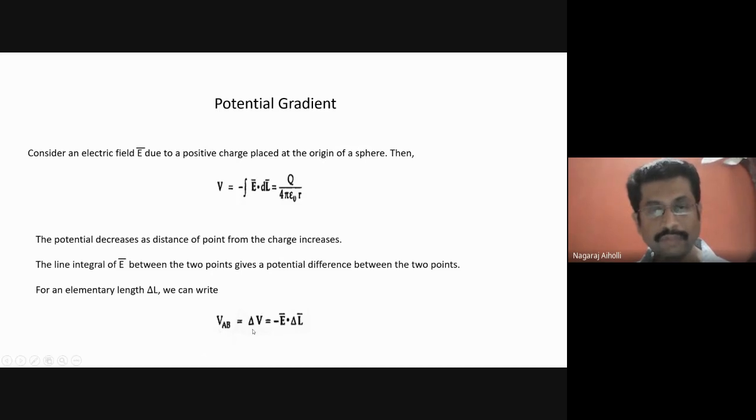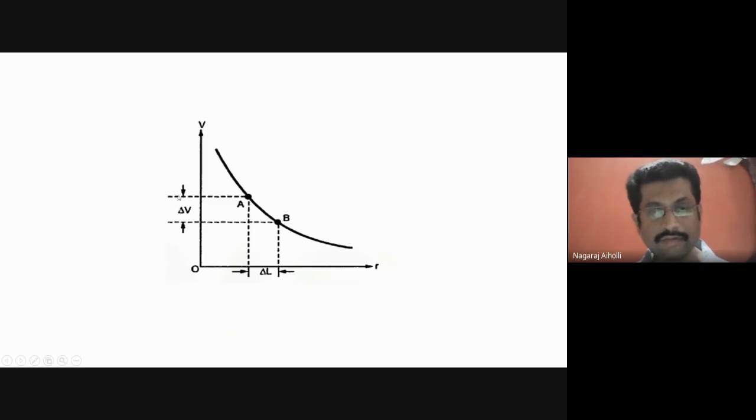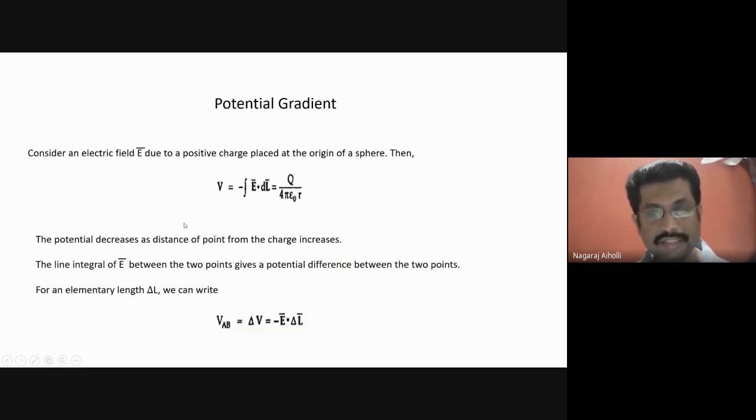V_AB is equal to delta V, that is A to B. Voltage between A and B is delta V, that is minus E bar dot delta L bar. That is the same as what we wrote in equation 1, which is E bar dot dl bar. So it is minus E bar dot delta L bar. dL bar is the same as delta L bar. Both are one and the same.